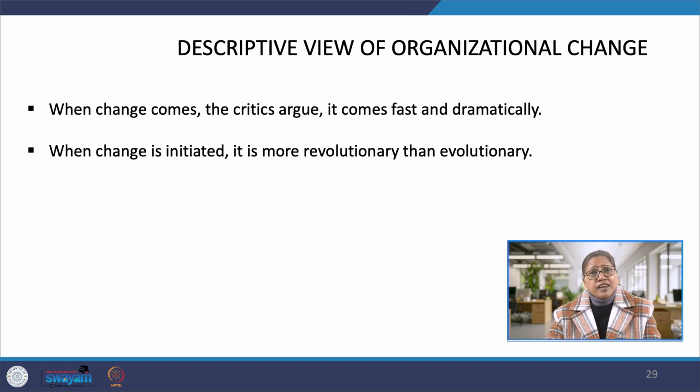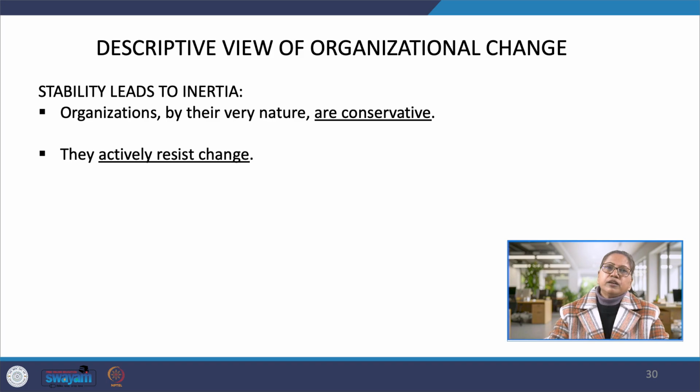However, organizations do not make continual adjustments in response to changes in their environment. When change comes, the critics argue, it comes very fast and dramatically. To summarize, the theme of the discussion is that organizations are extremely stable over a period of time, and when change is initiated, it is revolutionary rather than evolutionary. Further leading the discussion, stability is leading to resistance. Organizations, by their very nature, are very conservative.